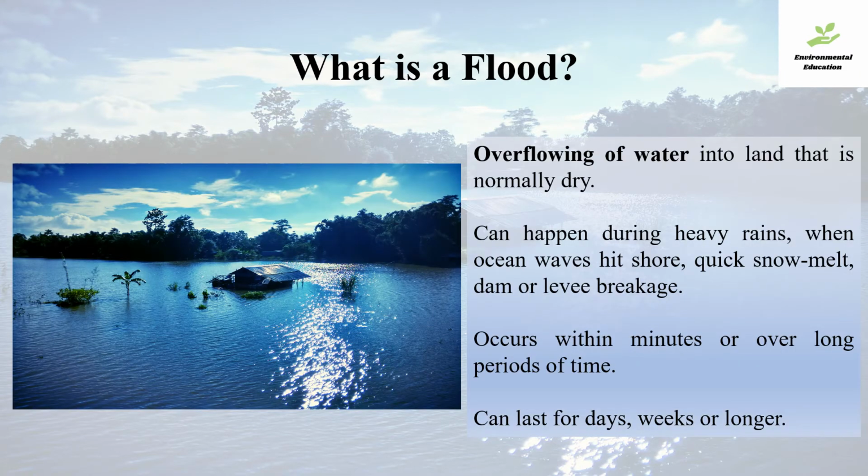So, what is flood? Flooding is nothing but the overflowing of water onto land that is normally dry. Floods can happen during heavy rains, when ocean waves come on shore, when snow melts quickly or glaciers retreat, or when dams or levees break. Damaging floods may happen with only a few inches of water, or it may cover a house to the rooftop even. Floods can occur within minutes or over a long period of time, and it can last for days, weeks, and even longer than that. Floods are the most common and the most widespread of all weather-related natural disasters.